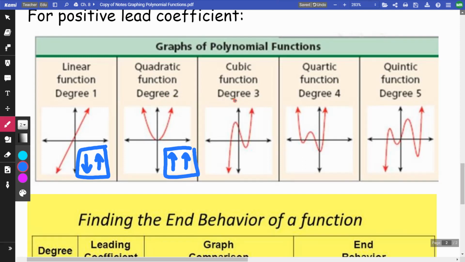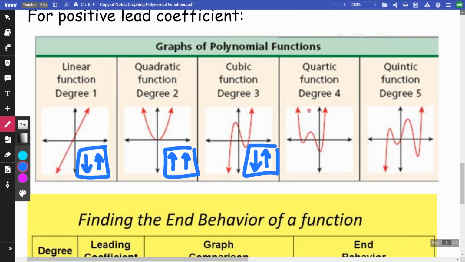For a degree 3 is a cubic. Now, the cubics we've been seeing originally were like this. This one's a little different than that one. But in both cases, you see it is going down on the left side and then going up on the right. So it's starting and stopping in opposite directions, just like the degree 1 did. My even one started and stopped in the same direction.